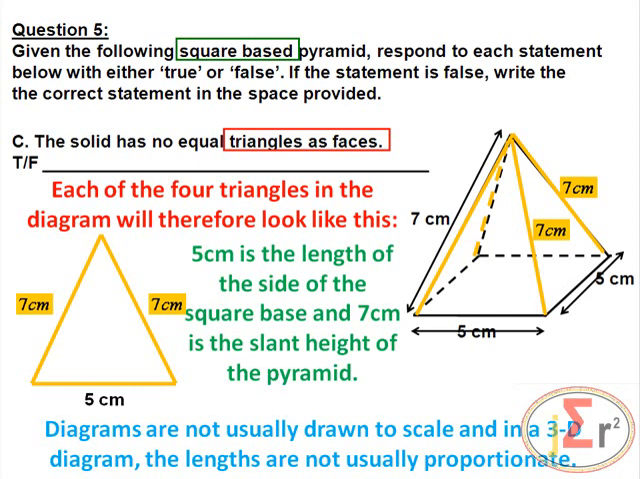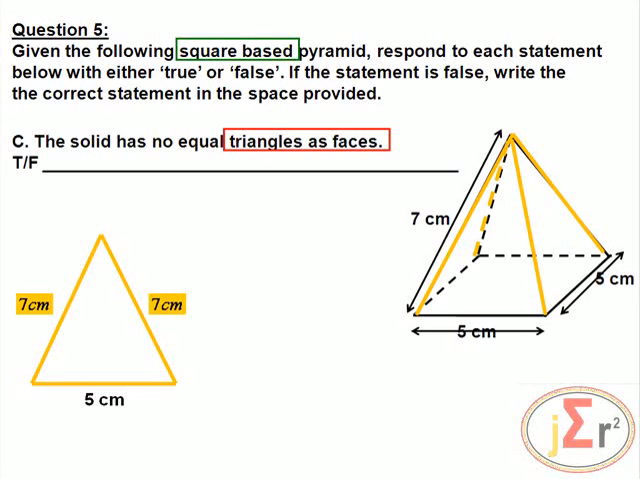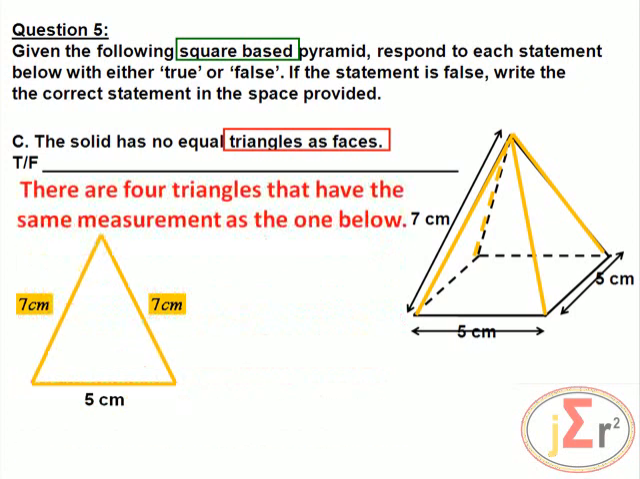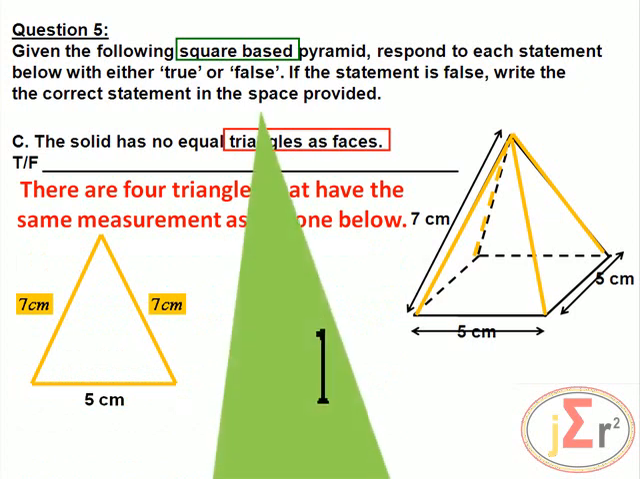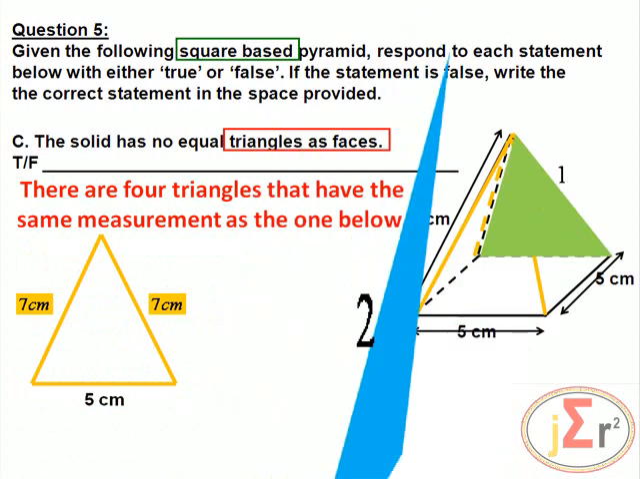But we are acting on principle. If we act on principle, on knowledge, on understanding, then we will know the lengths that are the same in a 3-dimensional diagram, and we will know the size and shape of each face. There are 4 triangles that have the same measurement as the one below.